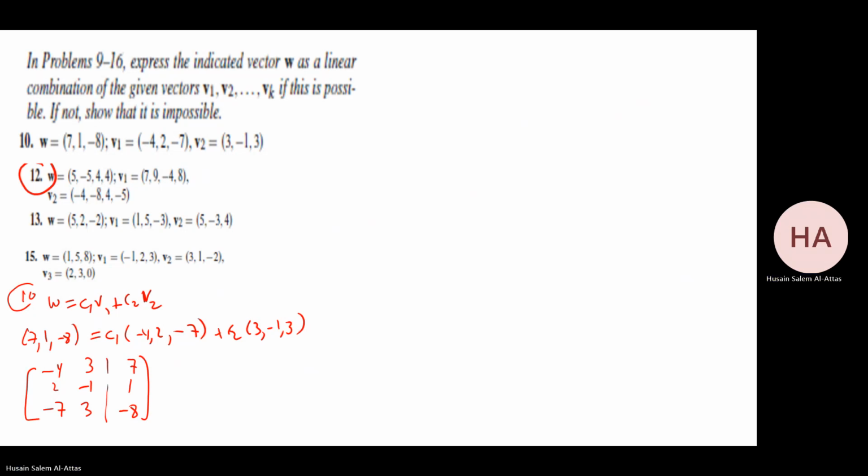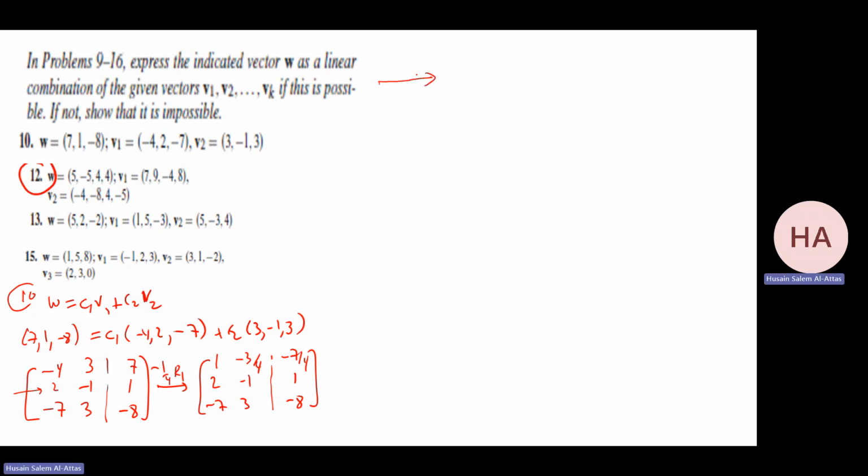What I will do, I can deal with it as a fraction. So I need to make this a 0. Let me divide the first row by minus 4, to get what? 1, minus 3 over 4, minus 7 over 4. Then 2, minus 1, 1. It seems I need to deal with the fraction.